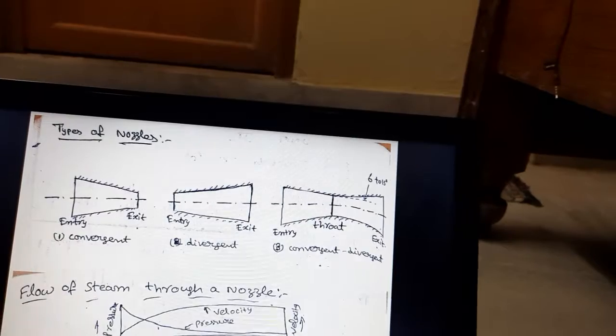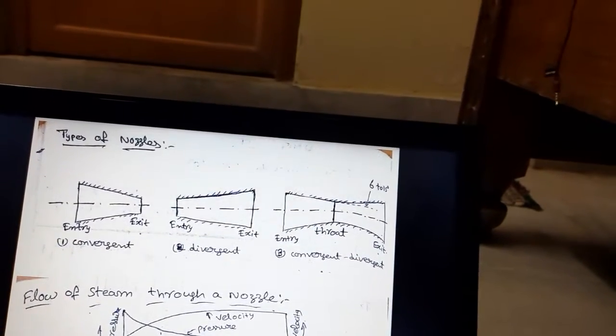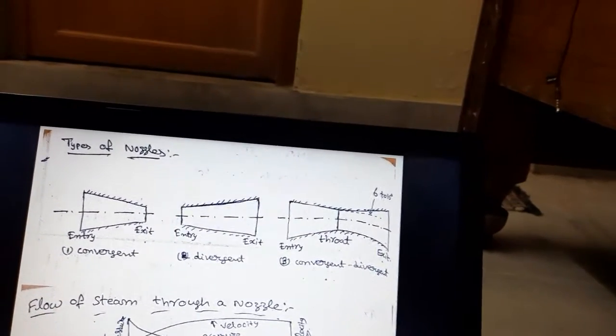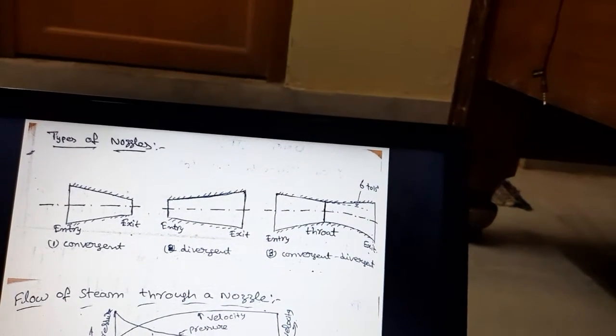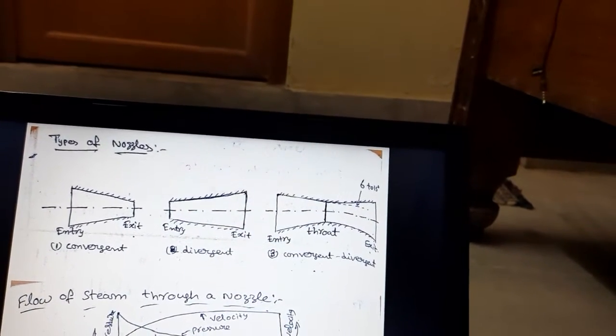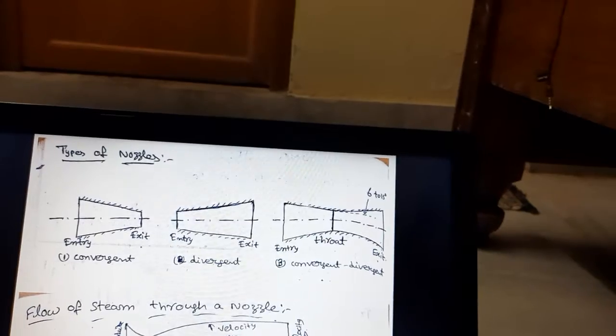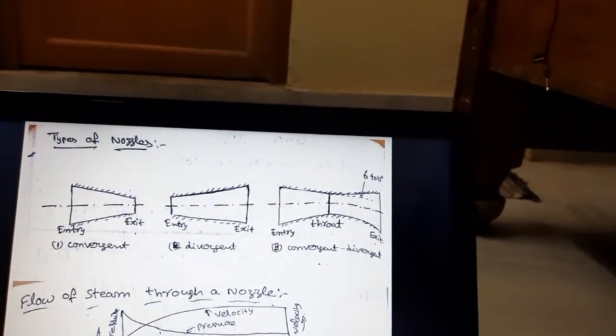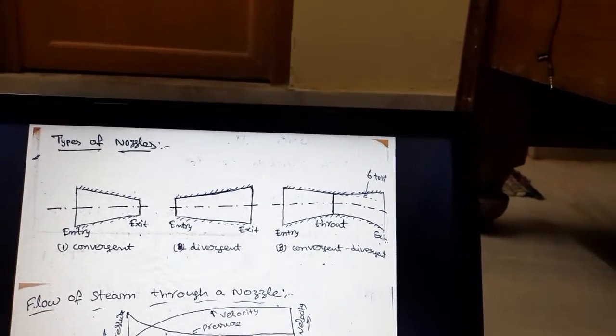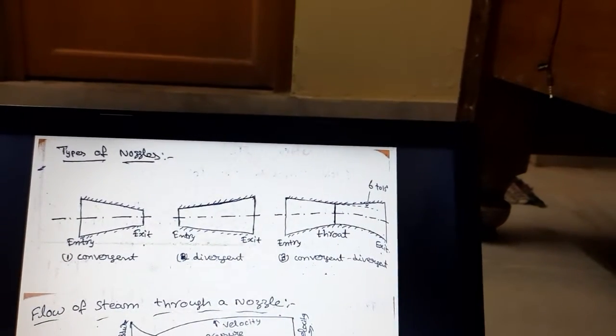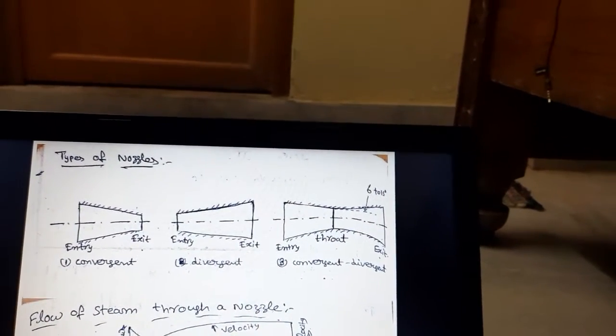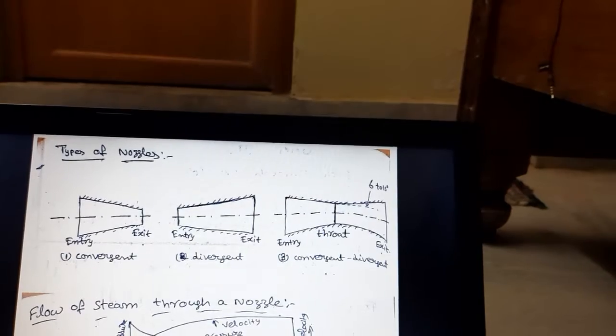The taper of the diverging side of the nozzle ranges from 6 to 15 degrees. It means that if the taper is above 15 degrees, the turbulence increases. If it is less than 6 degrees, the length of the nozzle will increase.